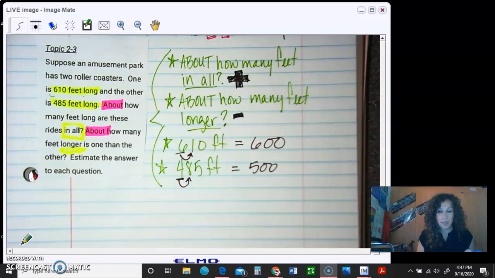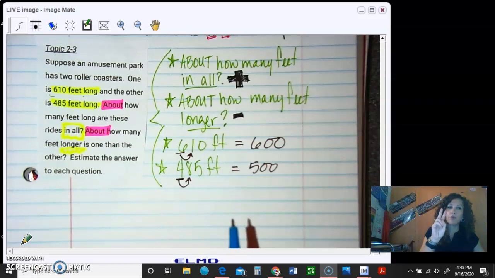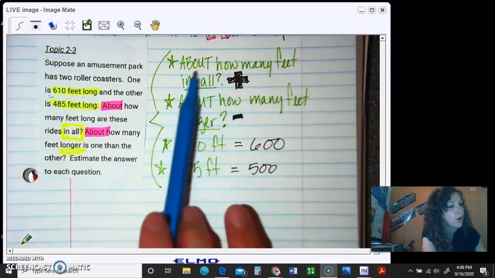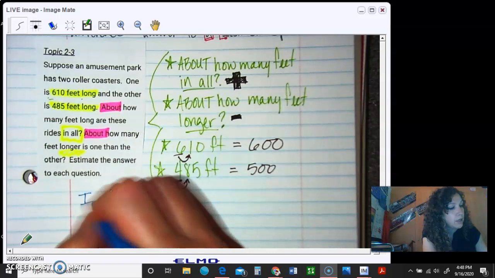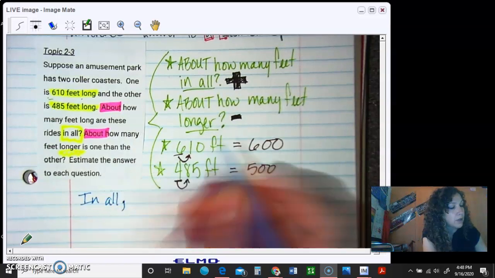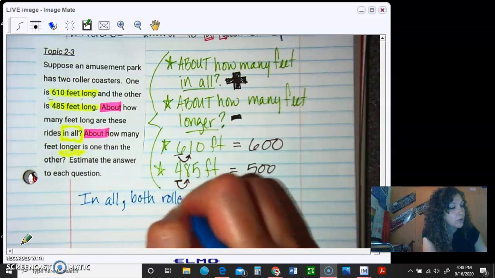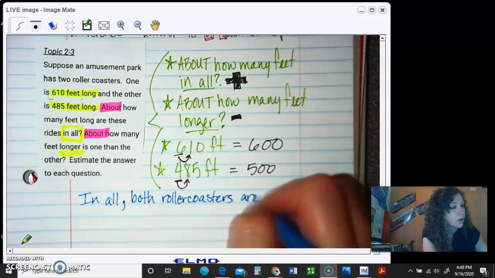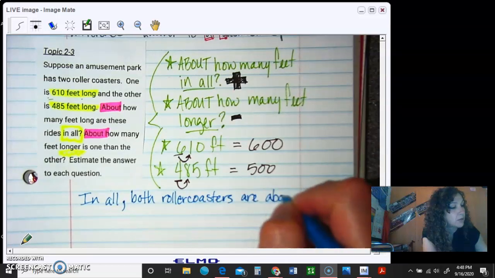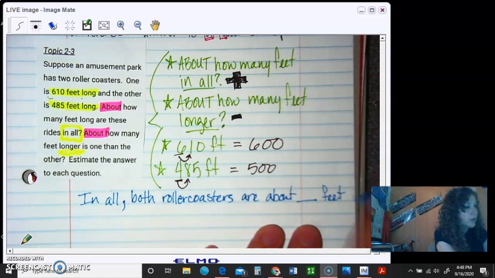Now, let us keep those final questions in mind. Let's do 2 sentence frames for them, okay? So, about how many feet in all? Okay. In all, comma, both roller coasters are about feet. Notice I put the in all at the beginning, so I don't need to put it at the end. Okay?